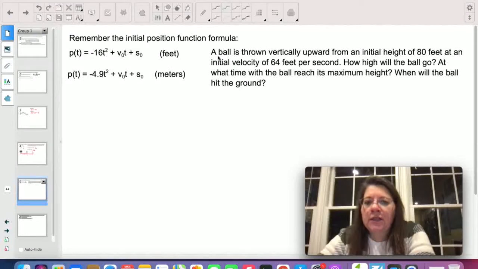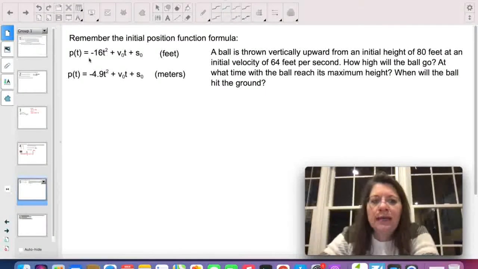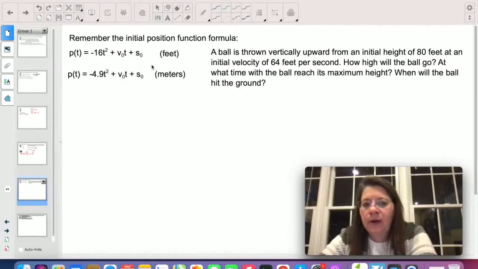So we're going to look at this, and we're just going to figure out, based on this information, how to work backwards to get our P of t function. Now, this one is in feet per second. It tells us that in the reading. So we know we're going to use this model. If this were meters per second, then we would use the second model, okay?